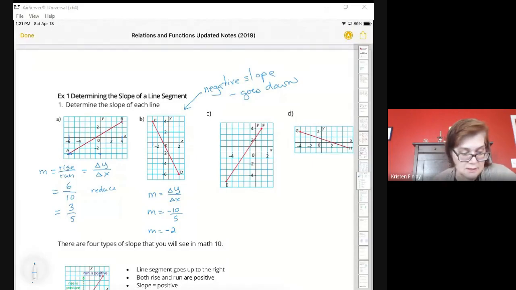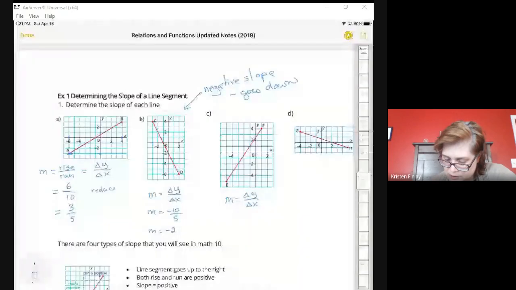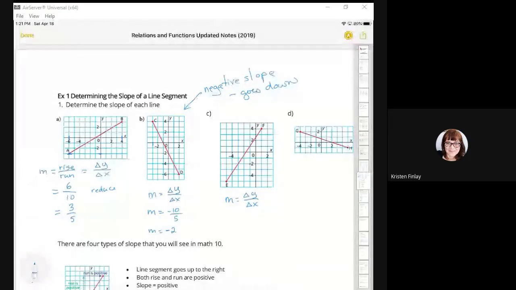Okay. Now, next one, let's take a look at this. m is equal to change in y over change in x. So it's going up, so we're going to have a positive slope. We know that. For y, it goes from -5 all the way up to +4. So the change is 9. And for x, it goes from -5 to 1. So the change in x is 6. So our slope is 3 over 2.